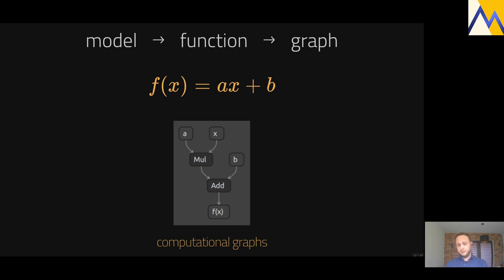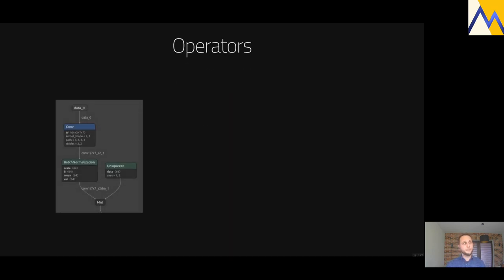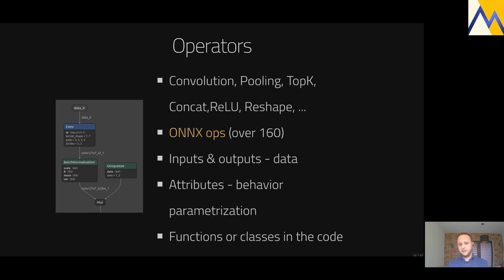And this is, in fact, the truth. That's what a deep learning model is. It's very much about graphs and numbers and operations. And I would like to say a little bit more about the elements that are used to build up the graph. As I said, we have nodes and edges. Nodes are called operators or operations. And example operators used in deep learning are convolutions or poolings or this top K operation, concatenation of various tensors, activation functions like ReLU, for example, or reshape operations.